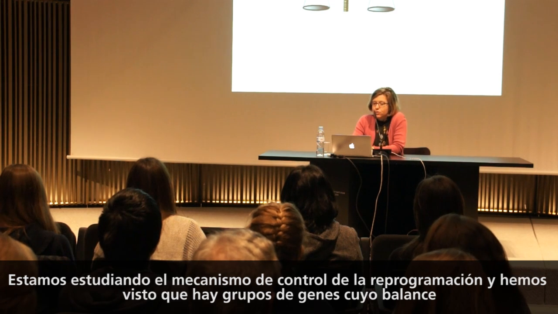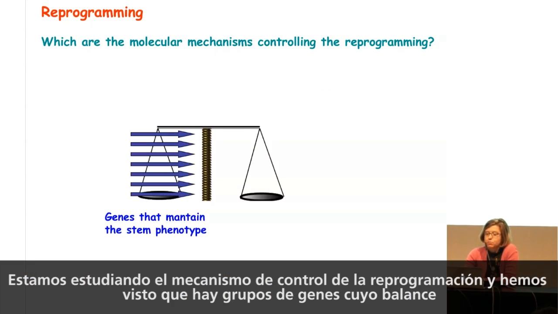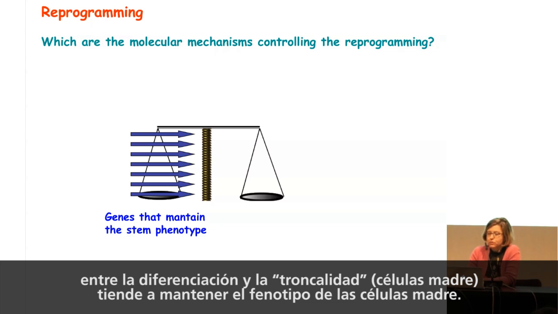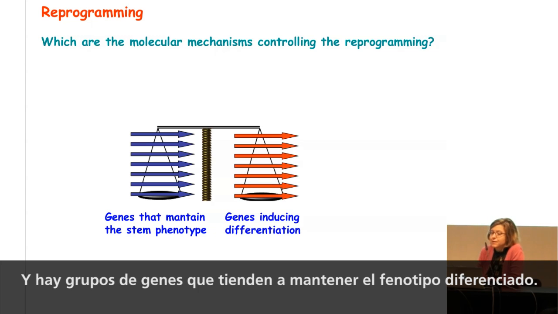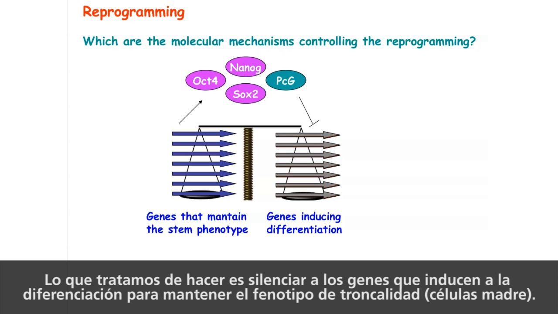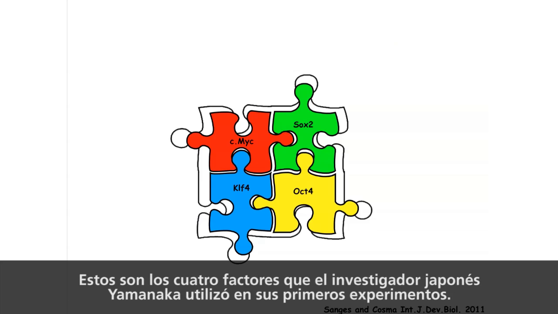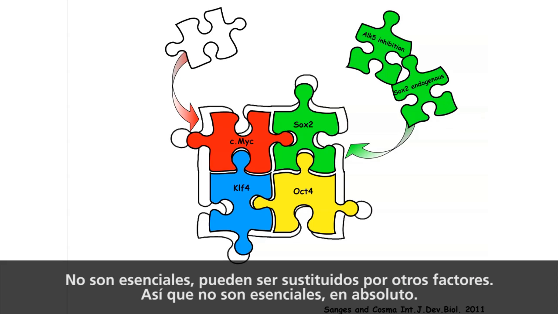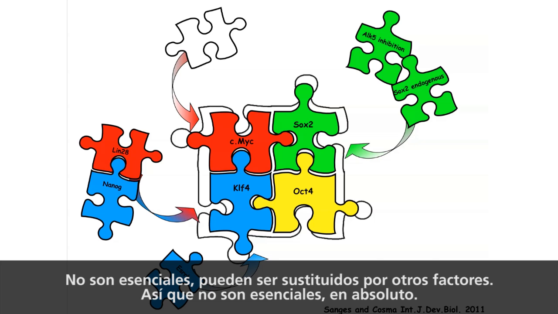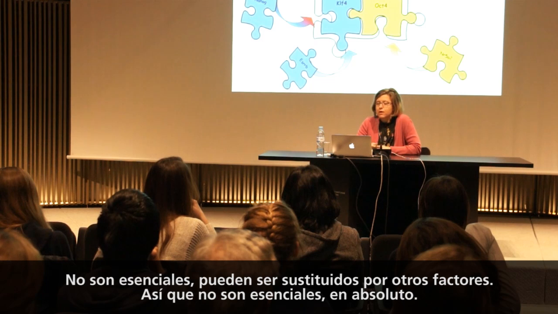We are studying the mechanism controlling reprogramming. In the balance between differentiation and stemness, there is a group of genes that maintain the stem phenotype, and a group of genes that maintain the differentiated phenotype. What we try to do is silence the genes that induce differentiation to keep the stemness phenotype. These are the 4 factors that the Japanese researcher Yamanaka used in his first experiment. They are not essential, so they can be substituted by other factors or by modulating other pathways.